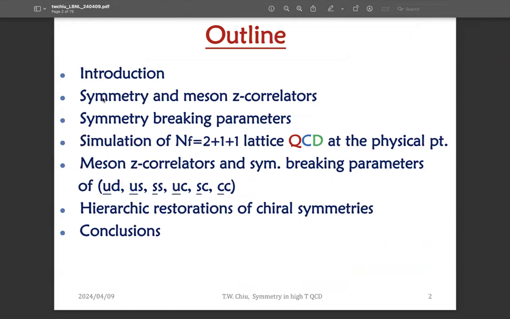This is the outline. First, I will review the role of symmetry in physics, just with a few examples. Then I will discuss the symmetry and the degeneracy of the meson correlators. And then I define the symmetry parameter to measure the symmetry. Then I will briefly outline the simulation of Nf=2+1 lattice QCD at the physical point. And then I show you the results of the meson correlators and also the symmetry parameters of the various quark contents, from light mesons to heavy mesons. Then I will show you the hierarchic restorations of chiral symmetry from my data. And finally, I will summarize the results in conclusion.